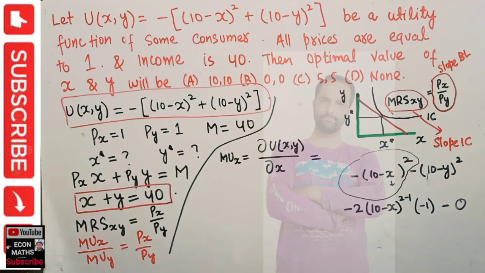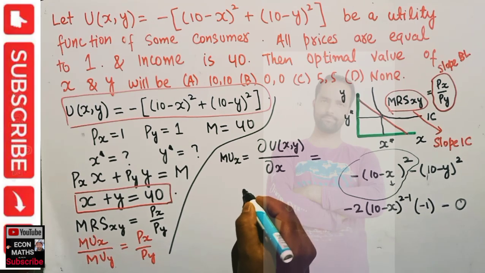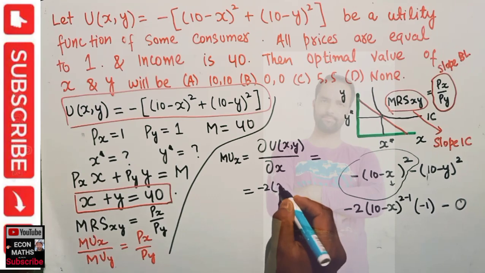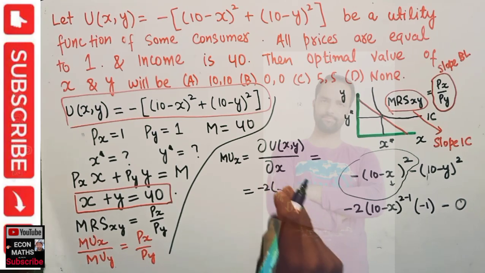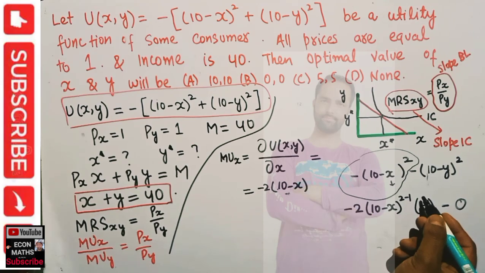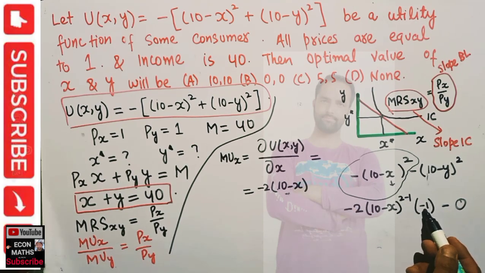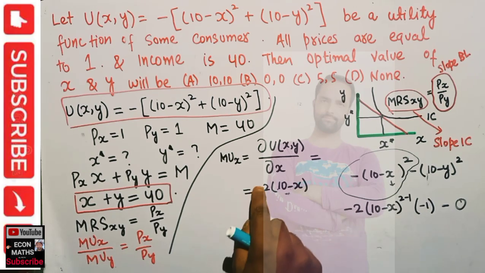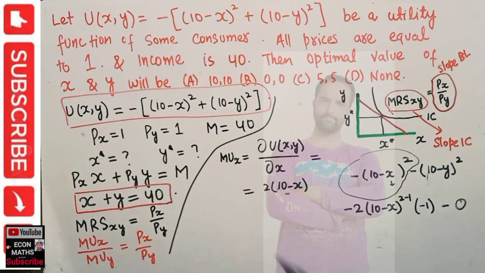Similarly, so our partial derivative, rather the marginal utility of x, will be equal to minus 2 times 10 minus x. Okay, 2 minus 1 is 1, and we have this minus 1 also, so minus 1 into minus 2 is plus 2. Okay, so we are left with only this term. So this is marginal utility of x.